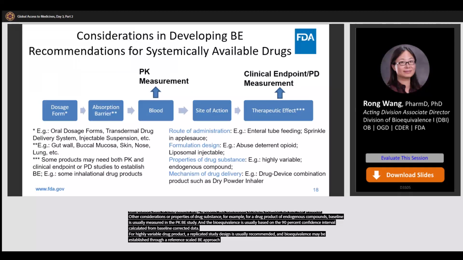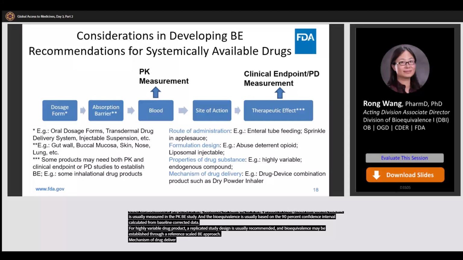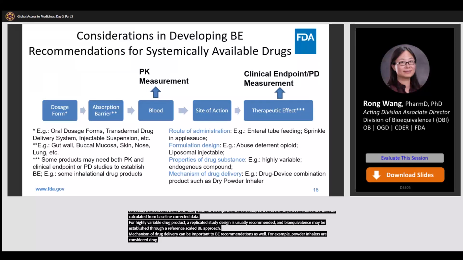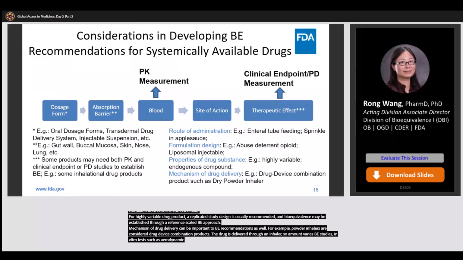Mechanism of drug delivery can be important to BE recommendations as well. For example, dry powder inhalers are considered drug-device combination products. The drug is delivered through an inhaler, so among various BE studies, in vitro tests such as aerodynamic particle size distribution and single actuation content are recommended to characterize the drug release performance from the device.